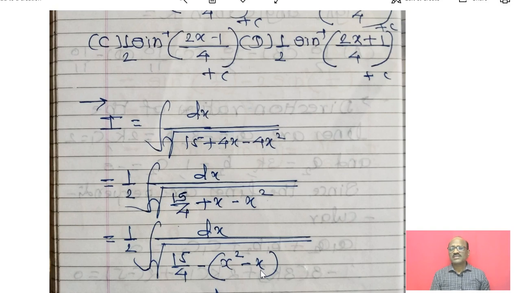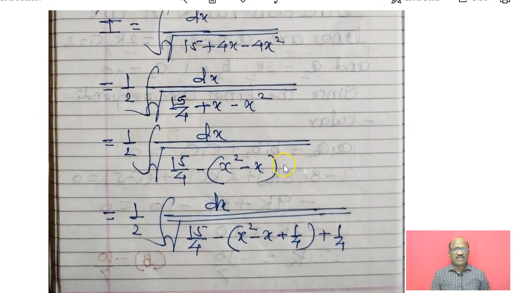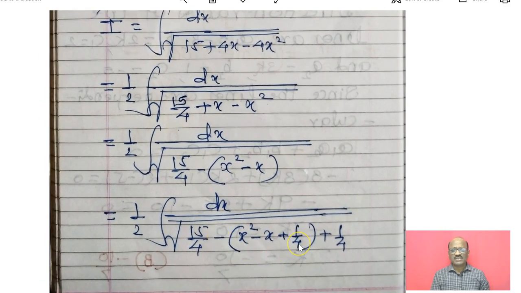And its square is 1 by 4. Therefore, add and subtract the 1 by 4. Now actually we are doing subtraction here and the plus here. That is 15 by 4 plus 1 upon 4, that is 16 by 4, and that is nothing but 4.